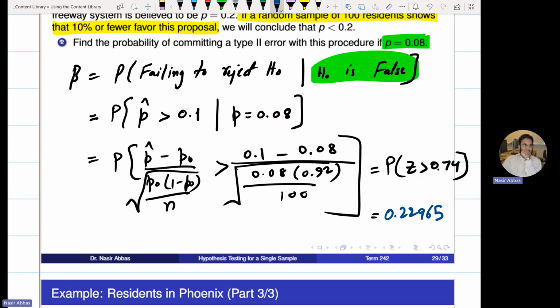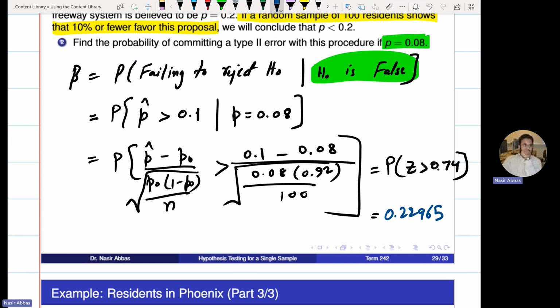Will it increase or decrease? Instead of P equals 0.08, I change to P equals 0.15. Decrease or increase? I'm getting close to H0. H0 is that P is 20%. I go close to H0. So the probability of making error will increase or decrease? It will increase.